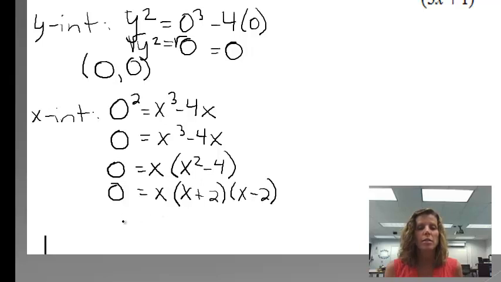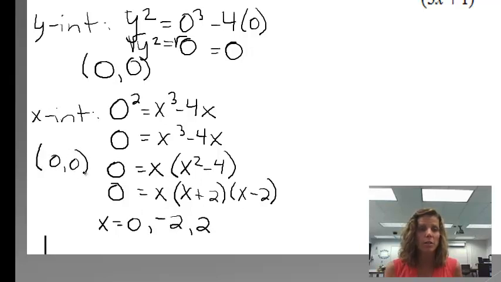And then since the equation is set equal to 0, I'm going to use the zero product property, where you just find where each expression of that problem would equal 0, and that will be at x equals 0, at x equals negative 2, and at x equals 2. So the x-intercepts of this problem are going to be (0, 0), (negative 2, 0), and (2, 0).